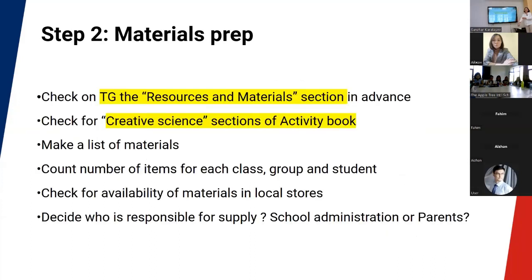materials prep. Materials prep starts with, again, checking the teacher's guide, resources and materials section. Also check for creative science sections of the activity book. I will explain where and how to check it. Make a list of materials and count the number of items for each class group, if the class works in groups, or each student. Check for availability of materials in local stores, because sometimes some materials listed in the teacher's guide may not be available. We just had this situation.